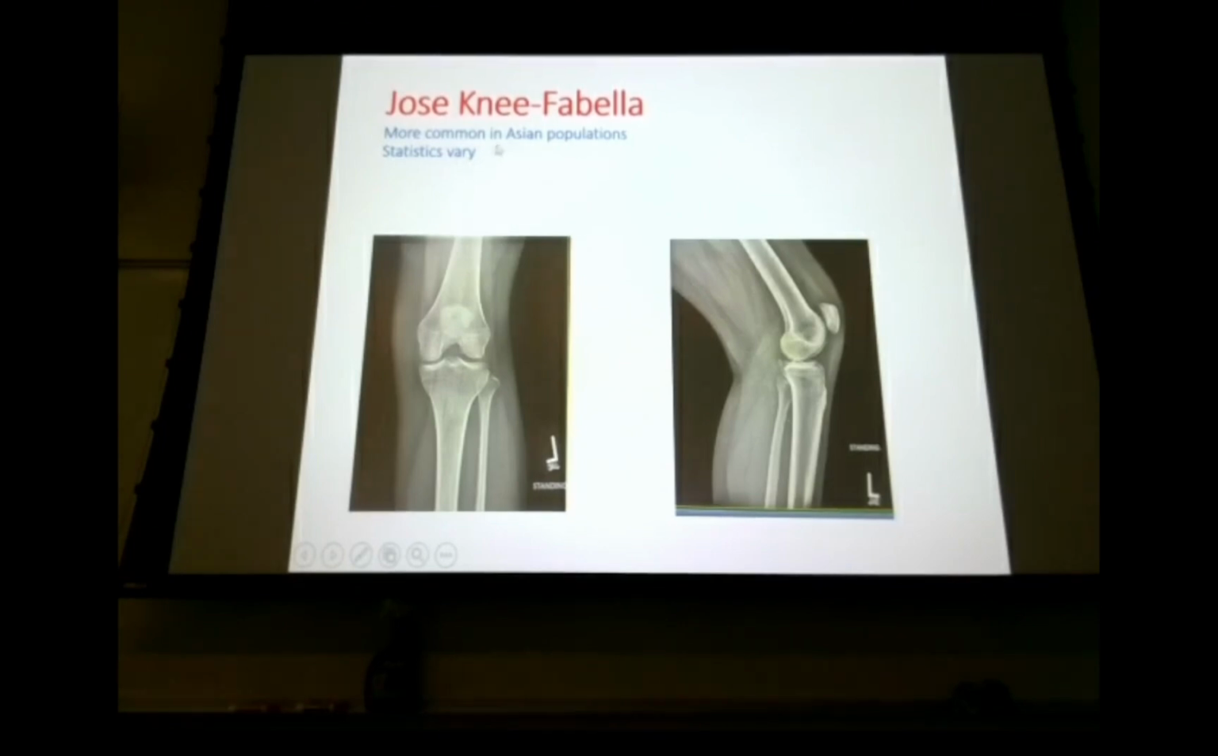Demographics were just kind of all over the place. They said that something like 10 to 89% of the population have these on the posterior portion of the knee. All the knees I've shot, I haven't seen that many, but it did say that it's more common in Asian populations. Why, I don't know.